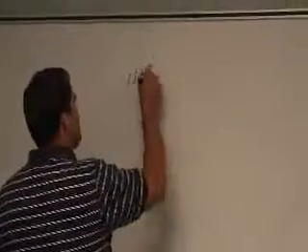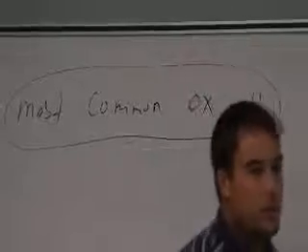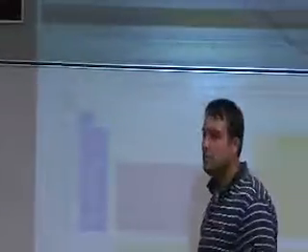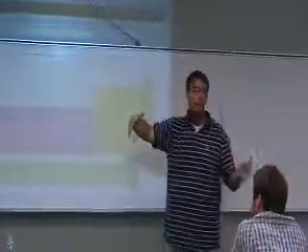This is what is called the most common oxidation number. Now that's a highfalutin word that's on the handout that I gave you. The most common oxidation number. Okay? Now remember, every atom up here wants to have how many electrons? 8. That's the octet rule.